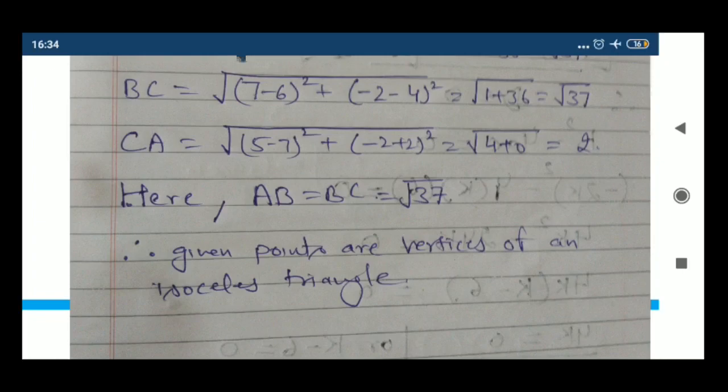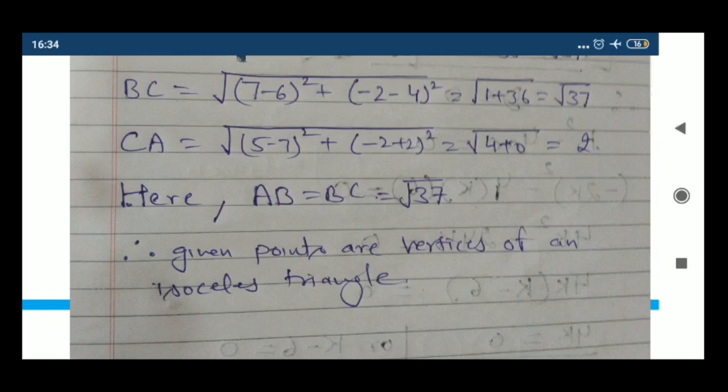Now simplify. Do the simplification of the left hand side as well as the right hand side, and bring the right hand side to the left hand side. You will get a quadratic equation: y square plus 6y minus 27 equals 0. Here you will find the solution of this quadratic equation by any method, and I will use the factorization method to solve this quadratic equation.